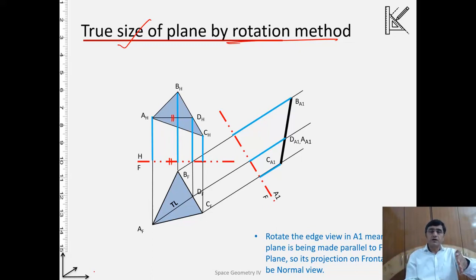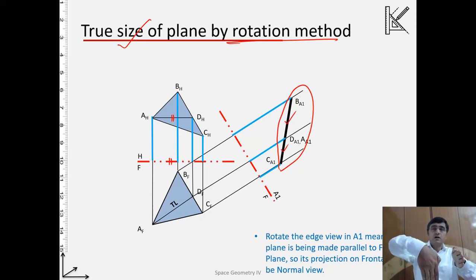What is the meaning of it? The projection of the plane, or the S view of the plane on the auxiliary plane, is shown over here. That's the S view of the plane, because on rotation of this plane to make it parallel to the frontal, the S view is also rotating.